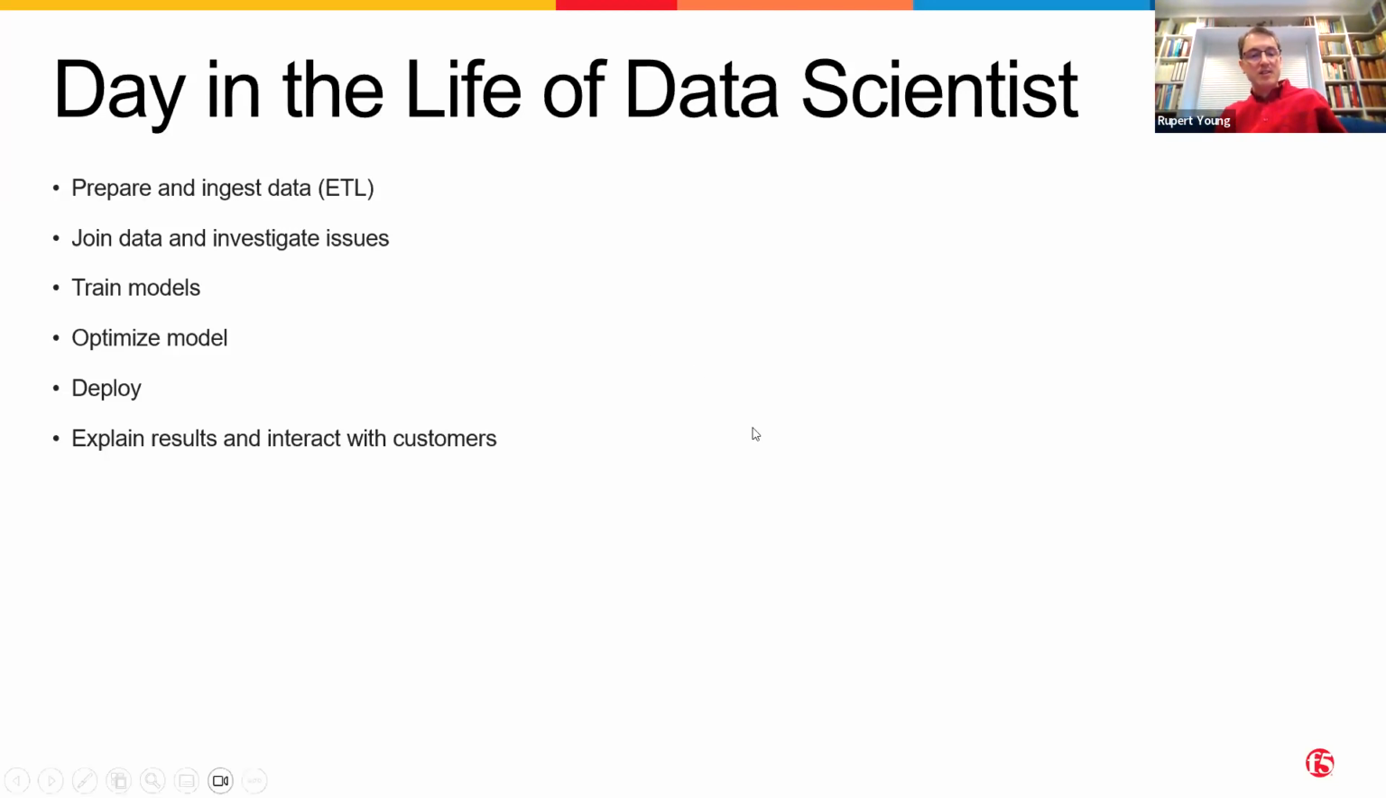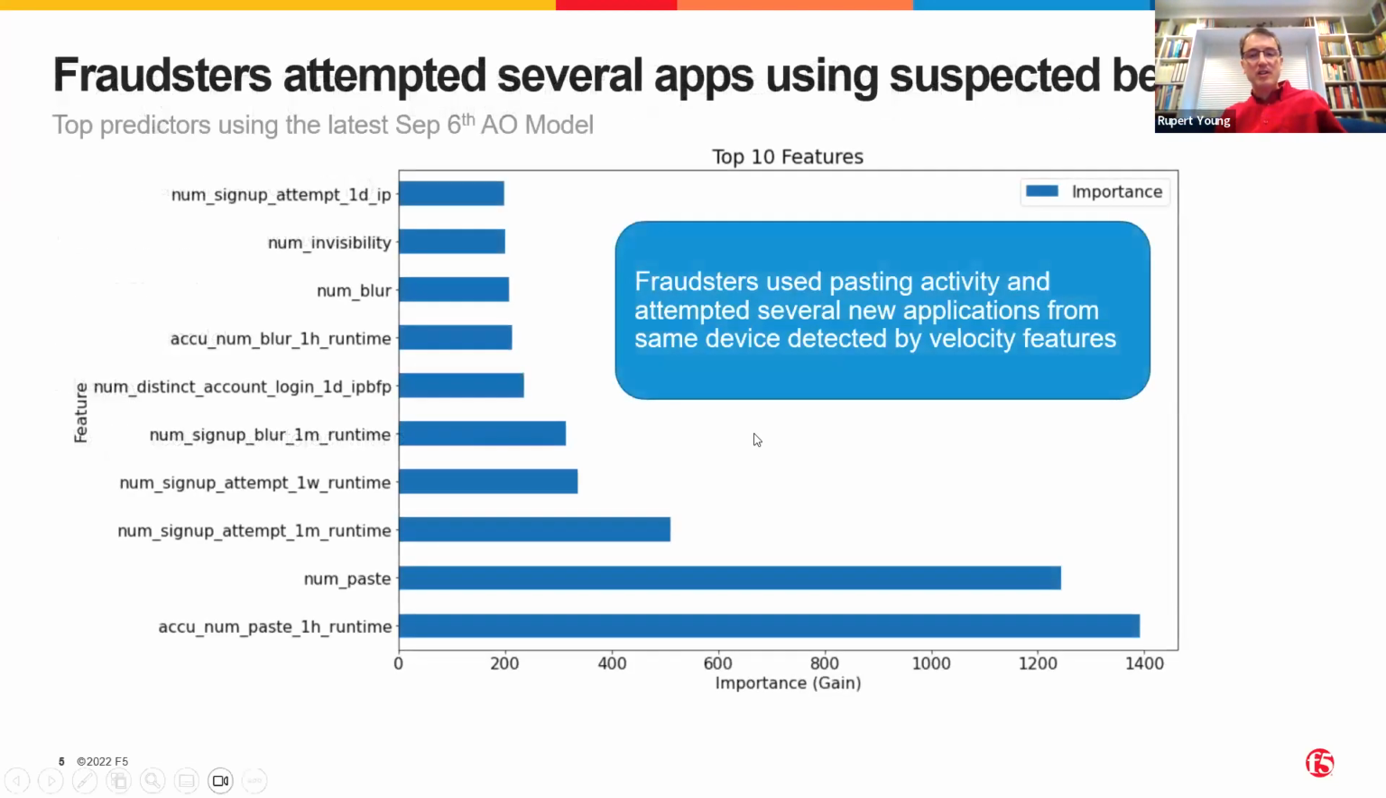So let's go on and look at some of the actual data types of things that we look at. This is a chart that we shared with a customer. I'm going to show you some actual charts that we shared with customers. So again, as we're training the model, as I mentioned, there's a whole bunch of features. We have about 700 unique features that we've built over time.